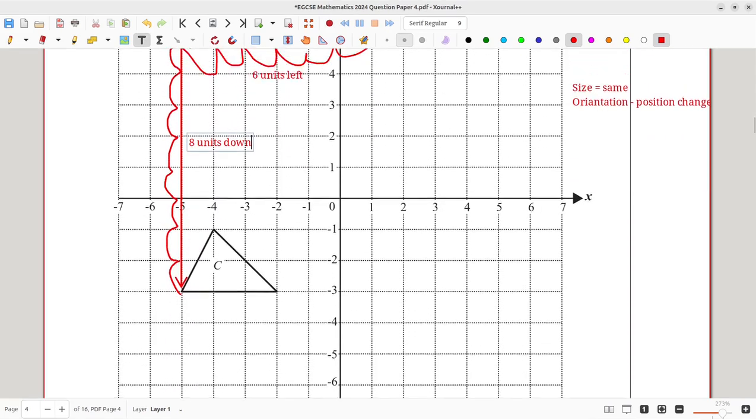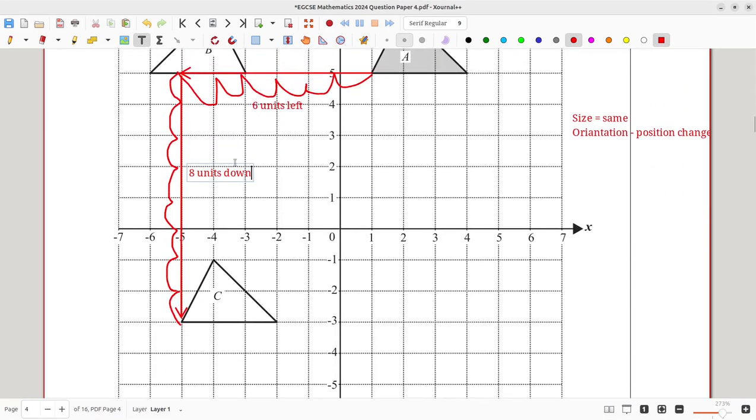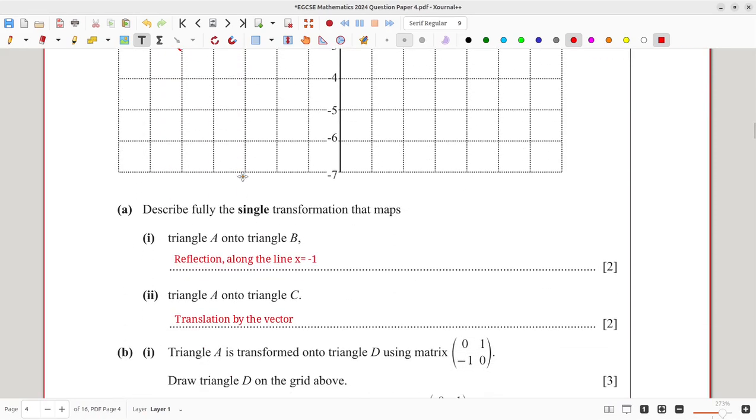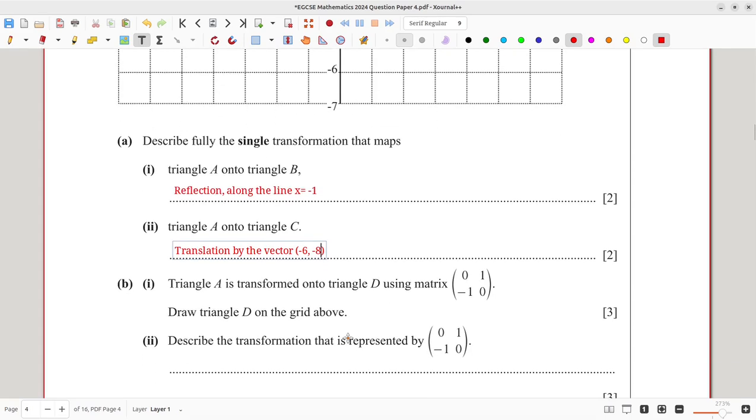Let's write that as a vector. Left is negative, down is negative. So the vector is -6, -8, but just write it as a vector, not as coordinates like I did.